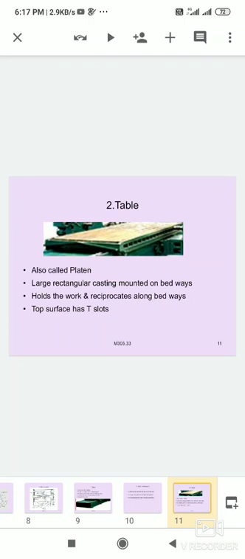The table or platen is a large rectangular casting mounted on the bedways. It holds the work and reciprocates along the bedways. Reciprocating means the work table moves in a forward direction and a backward direction. The forward direction is the cutting stroke and the backward direction is the idle stroke. Idle stroke means there is no cutting.